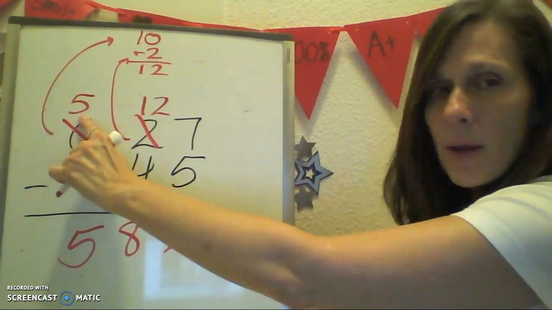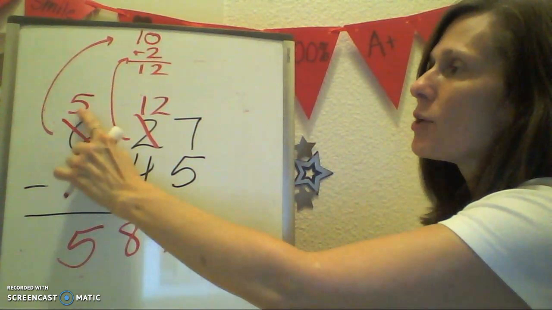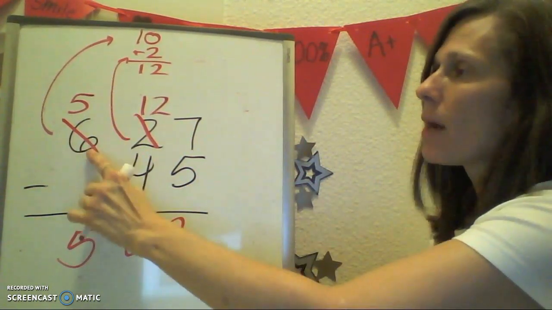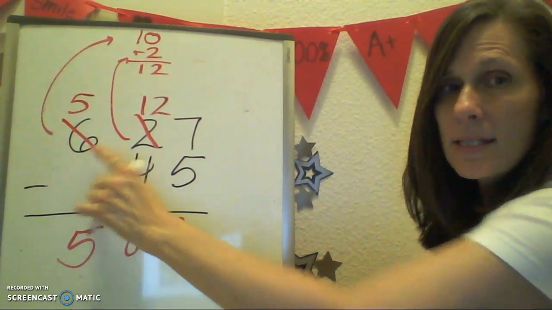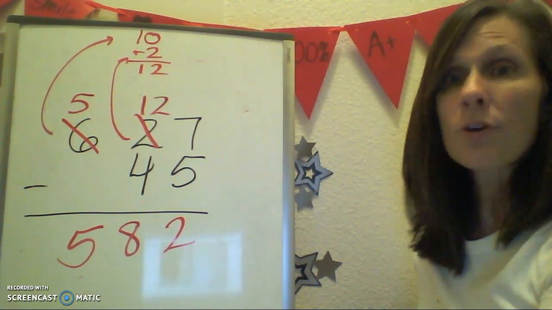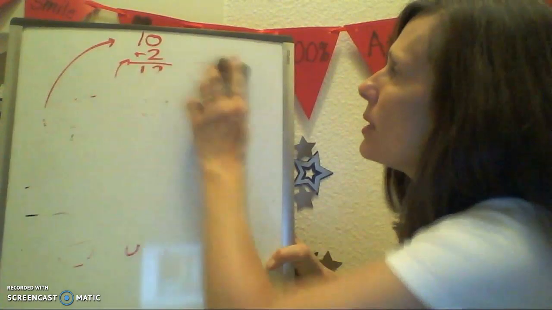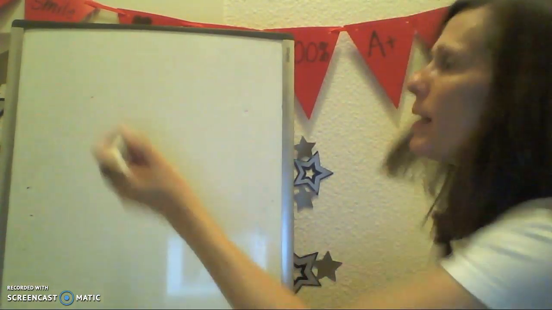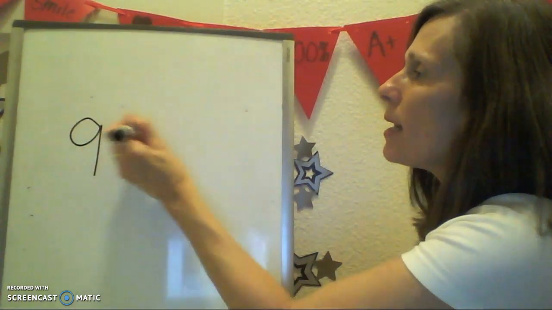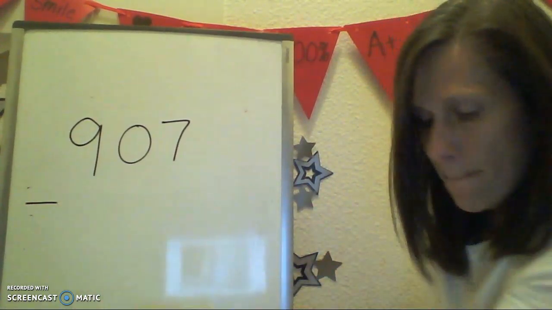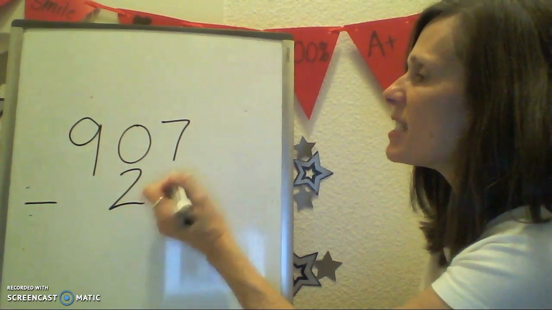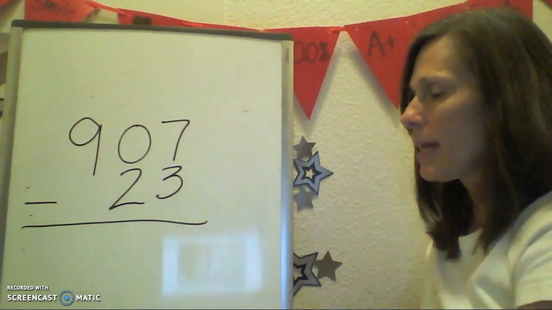Okay, make sure that when you subtract over here that you are using this number, not the 6, right? The 6 gave up a set of 10, so it's no longer a 6 in that hundreds place. Okay, let's go ahead and do another one like this. 907 minus 23. Okay, so here I go.